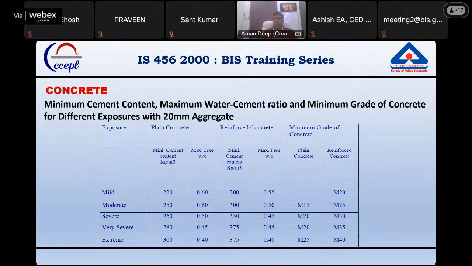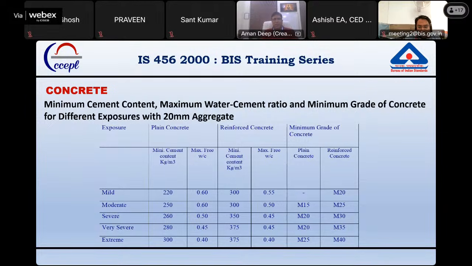So as we were discussing, there is a special requirement for minimum cement content. For mild exposure, if we are having plain cement concrete, generally we use plain cement concrete up to M20. The minimum cement content could be 220 kg, and when we use RCC, the minimum cement content shall be 300. The maximum free water cement ratio for PCC could be 0.6, and for RCC it could be 0.55. And reinforced concrete M20 could be used in mild conditions.